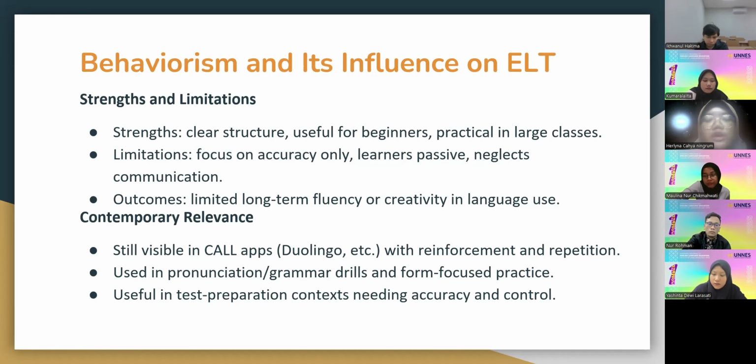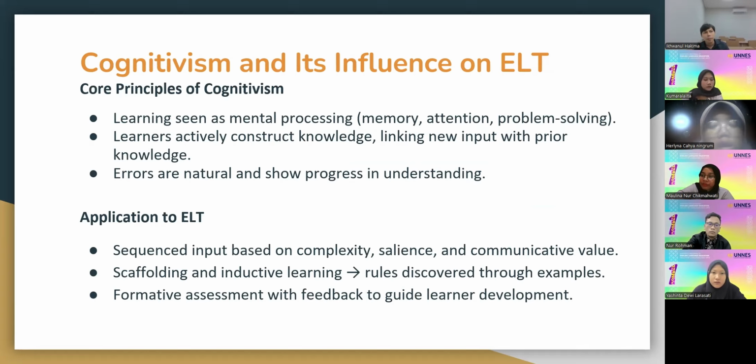For contemporary relevance, although considered traditional, behaviorism principles in the modern era appear in computer-assisted language learning, or CALL, environments such as Duolingo, which rely on repetition and reward mechanisms. Behaviorism techniques also remain effective in pronunciation and grammar drills, as well as exam-oriented instruction, emphasizing control and accuracy. Next, please.